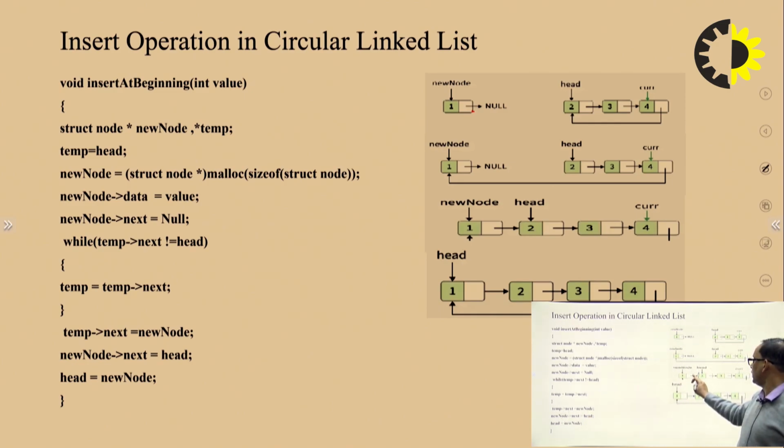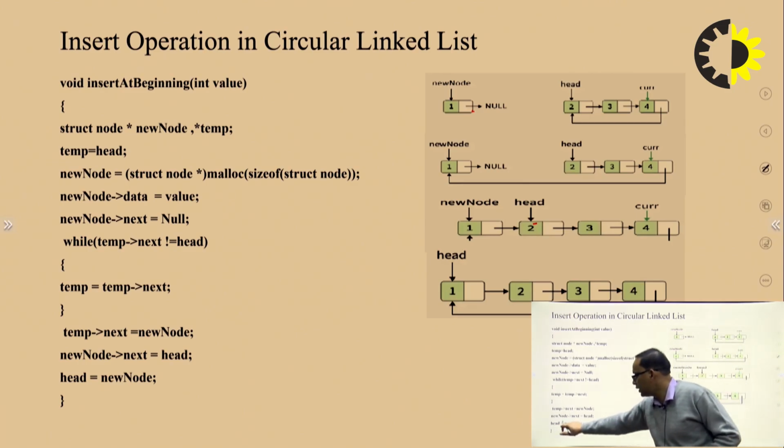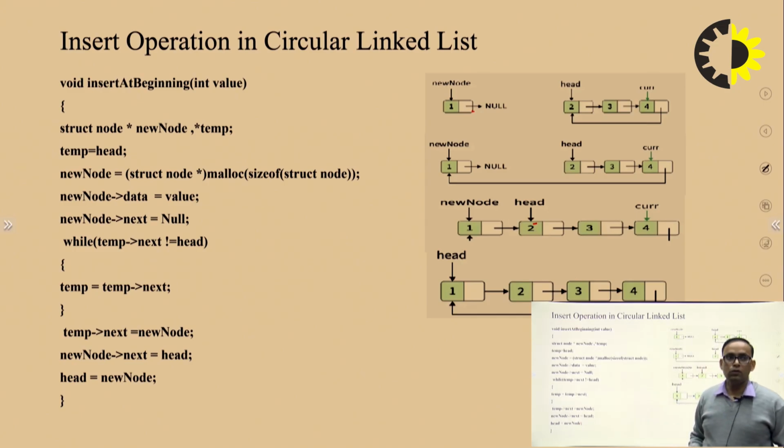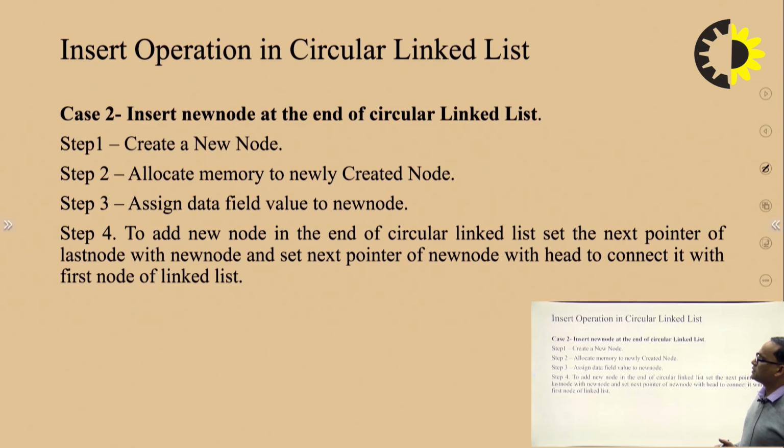This new node arrow next pointer will point to the head, and once this is added, we have to change the reference of the head pointer. For that purpose, we initialize head with the new node. So head equals new node. So this is basically the code to insert a new node at the beginning of the circular linked list, and this is a graphic design which represents how we can add a new node in the beginning of the circular linked list. Next case is inserting a new node at the end of the circular linked list.